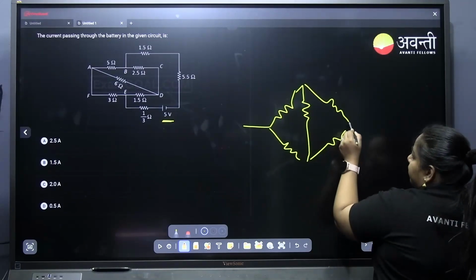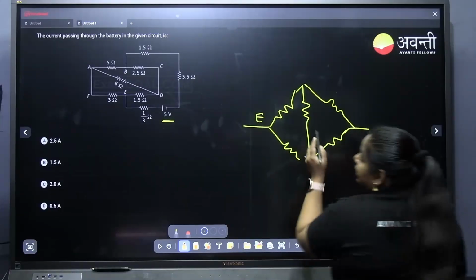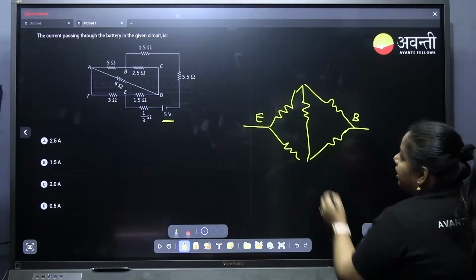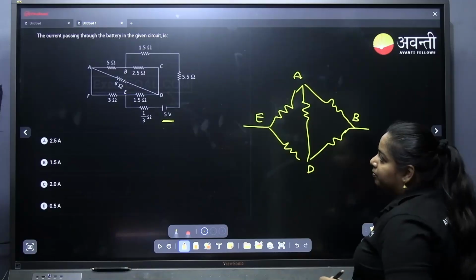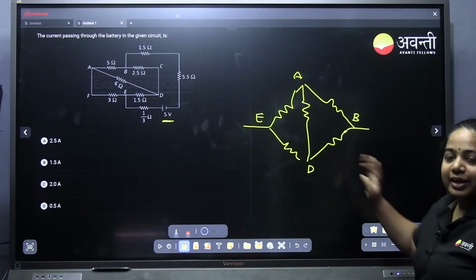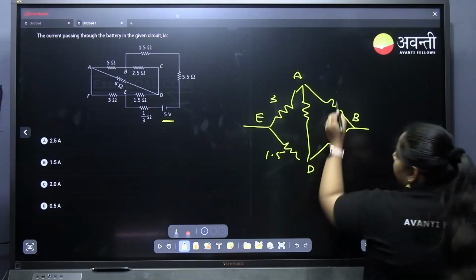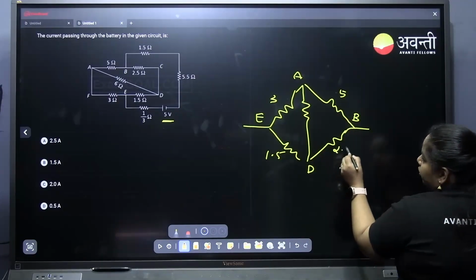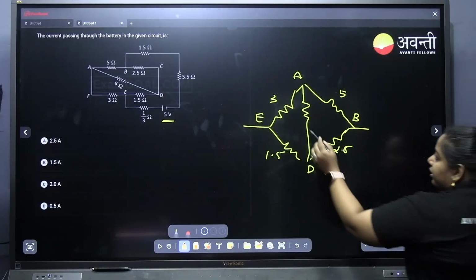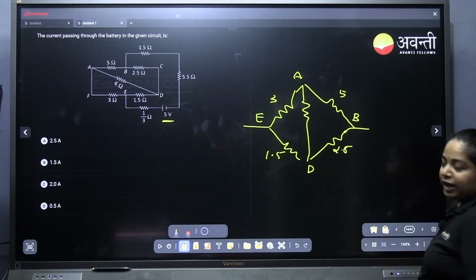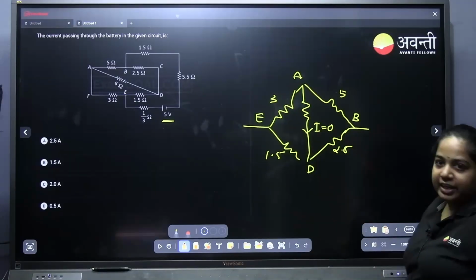Okay, it will become a Wheatstone bridge. This is point E, this is point B, this is point A, this is point D. So you are getting a Wheatstone bridge basically 3, 1.5, 5, 2.5, and what are we getting? Since the ratio is the same, there is no current passing through this AD.